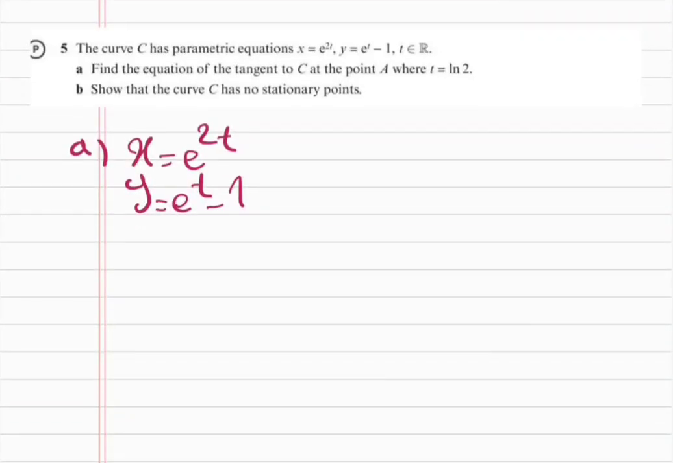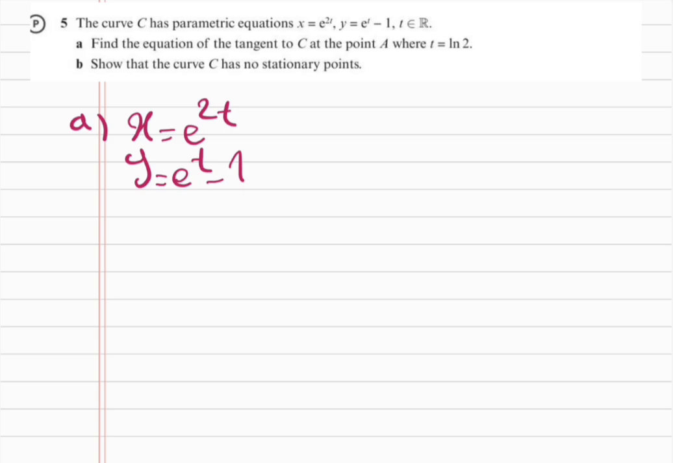Hi everyone, this video is on question 5 from exercise 9G of Pure 2. So it's another parametric differentiation question where we have to find the equation of the tangent line in part A. As usual, when we want to find the equation of the tangent to a curve at a specific point, we need to find the gradient at that point and the coordinates of the point. So let's find the gradient first.